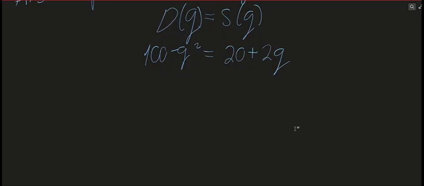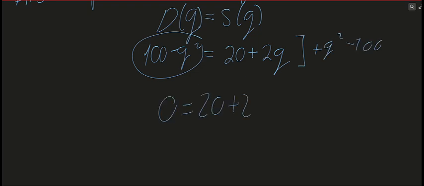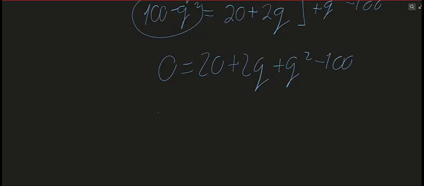All I'm going to do is make it a quadratic equation. In this case, I've got a Q squared, so I'm going to make it a quadratic equation and solve it for Q. I'm going to take the left side and migrate it to the right. Left goes to right, so I'm going to add plus Q squared minus 100. And what do I get? 0 equals 20 plus 2Q plus Q squared minus 100. On the left, it's still 0, and that's equal to Q squared, plus 2Q, and 20 minus 100 is negative 80.